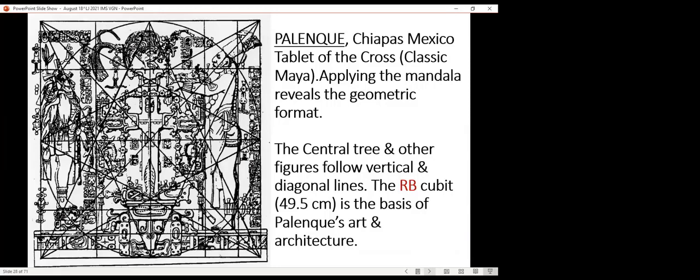Palenque is so famous, it can't escape. Chiapas, Mexico. An enormous amount of research has been done at Palenque by many scholars. In the Tablet of the Cross, classic Maya, applying the mandala test reveals the underlying geometric format. The central tree and other figures follow vertical and diagonal lines. The Babylonian cubit is the basis of most of Palenque's art and also architecture.